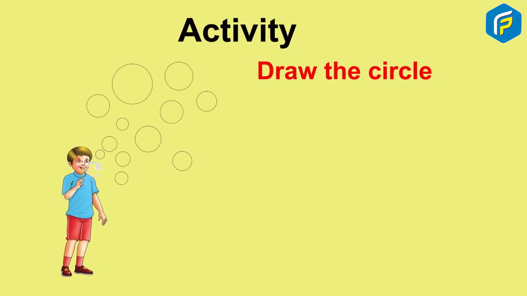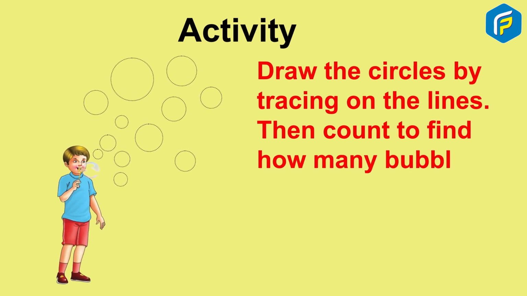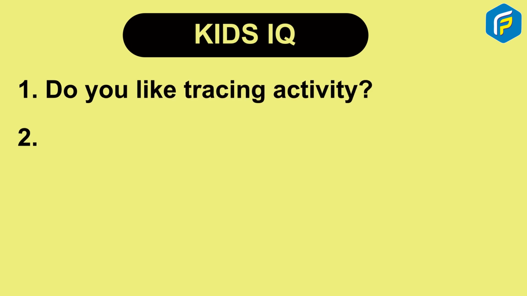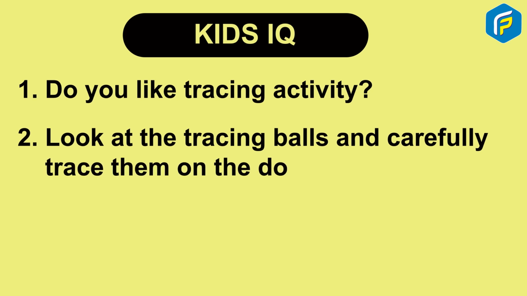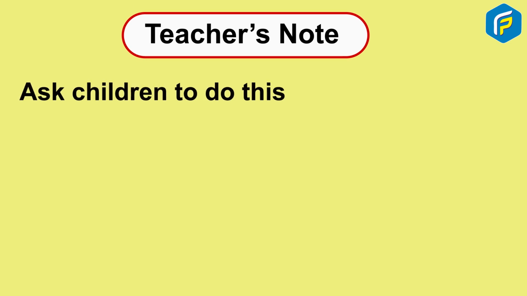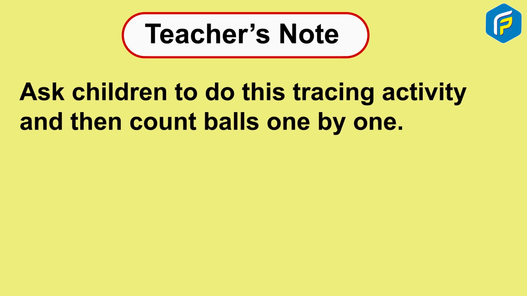Activity. Draw the circles by tracing on the dotted lines. Then count to find how many bubbles are there. Kids IQ. 1. Do you like tracing activity? 2. Look at the tracing balls and carefully trace them on the dotted lines. Number of bubbles. Teachers note. Ask children to do this tracing activity and then count balls one by one.